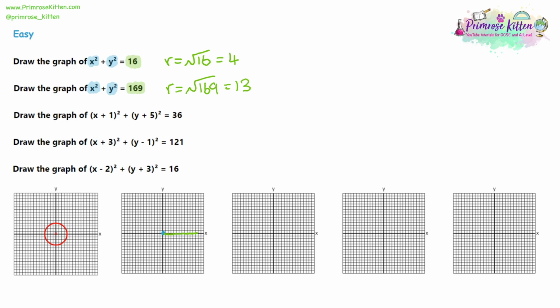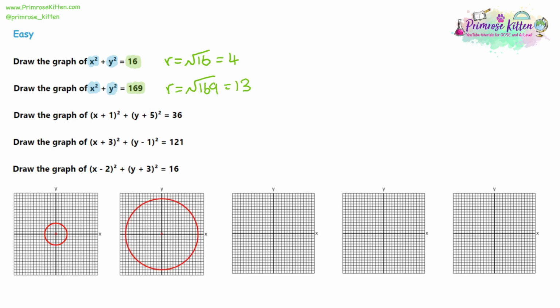Get your compass, the point of the compass on the blue dot for the centre of the circle, and then the pencil part of the compass at the end of that green line, and draw a circle all the way around. And again, now you can see the full size circle with the centre on 0, 0, and from the centre to any edge, it should be a width of 13 squares.